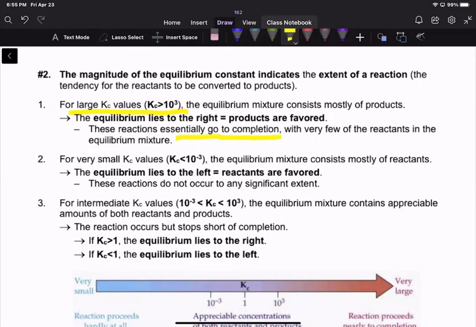For a very small K, 10 to the minus 3 or 10 to the minus 5th or smaller, the reaction mixture has more reactants, so it basically doesn't go very far. So just a tiny amount of products. But for an intermediate value, everything will be present in the container at the same time. So the reaction occurs, but as soon as products are formed, they start to react back to reactants.